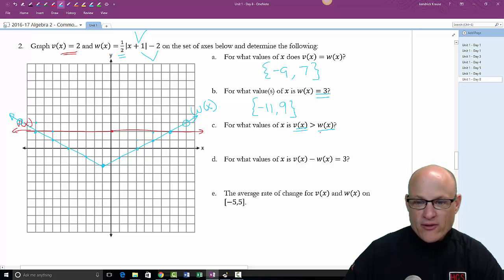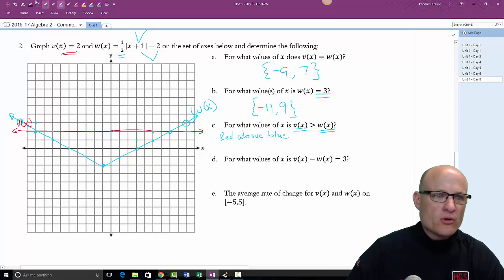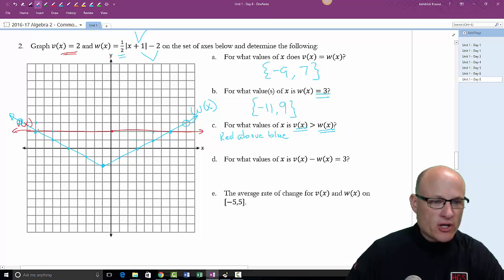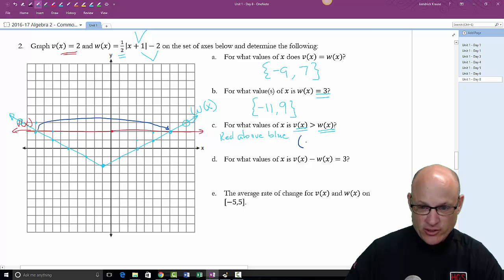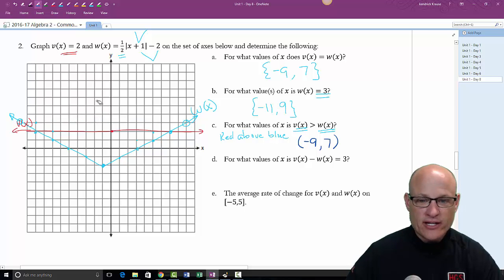V of X greater than W of X. When is V of X bigger or above W of X? Well, when is red above blue? So red is above blue starting here and going to here, where those points of intersection are. But you can't include those. So we're going to do negative 9 to 7, parentheses. Make sure you use parentheses because you can't include them. If you include them, that's where they are equal to each other, not greater than.